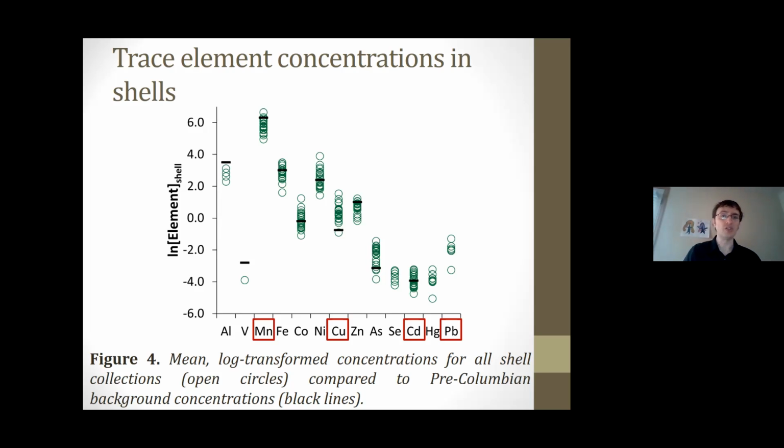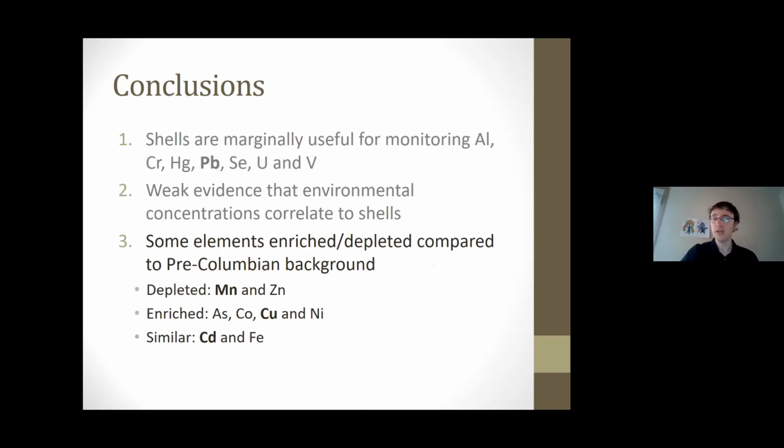This is where I kind of started, as I tried to think about how these different elements acted. And so our first rough conclusion is that some elements are enriched compared to that background, such as arsenic, cobalt, copper, and nickel. Some are depleted, such as manganese and zinc. And some are, I say here, similar. I couldn't come up with a better word. They're around the background, or they don't tend to be significantly different than the background. Again, though, not in all cases.